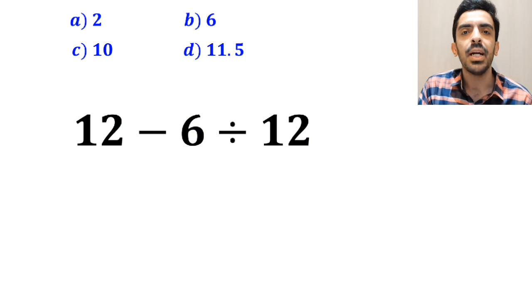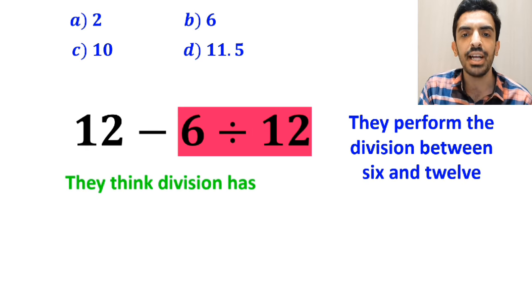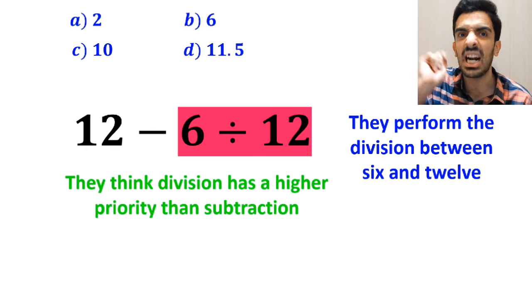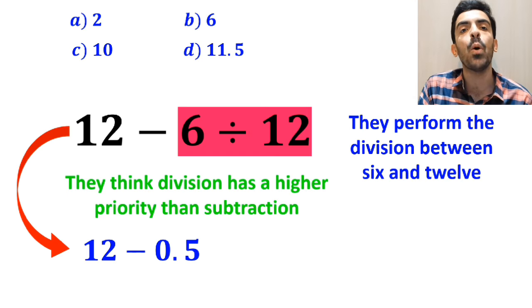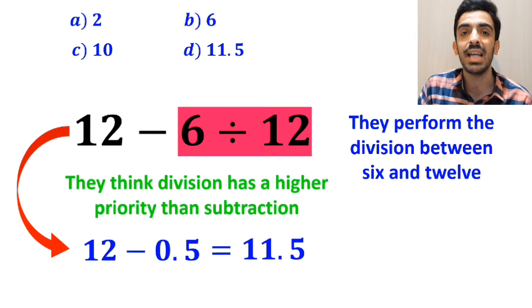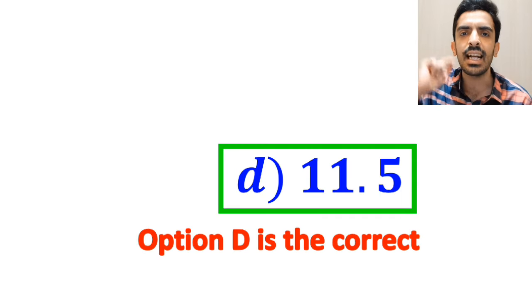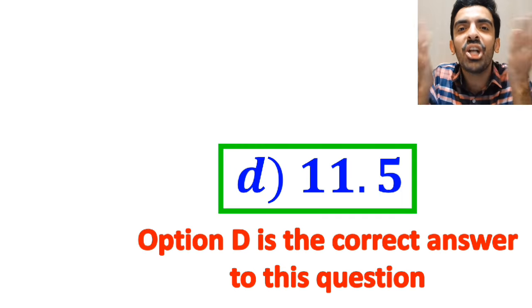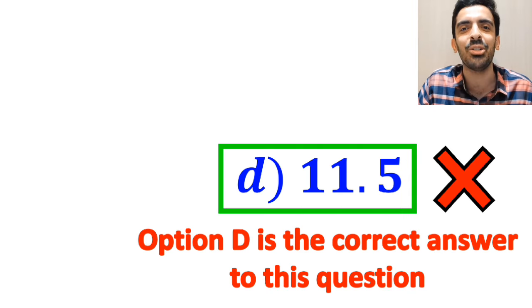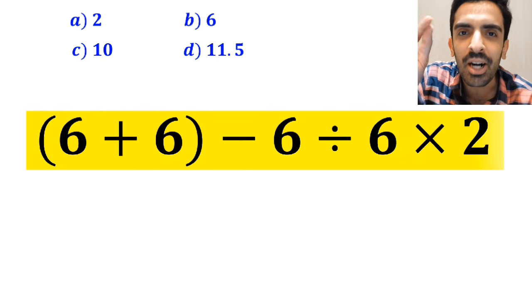And in the final step, they perform the division between 6 and 12 because they think division has a higher priority than subtraction. So, they simplify this expression to 12 - 0.5, which ultimately gives them the answer 11.5. And immediately, they conclude that option D is the correct answer to this question. But I have to say, we were tricked and it's not the correct answer to this question. Alright, now let's solve this question step by step correctly.